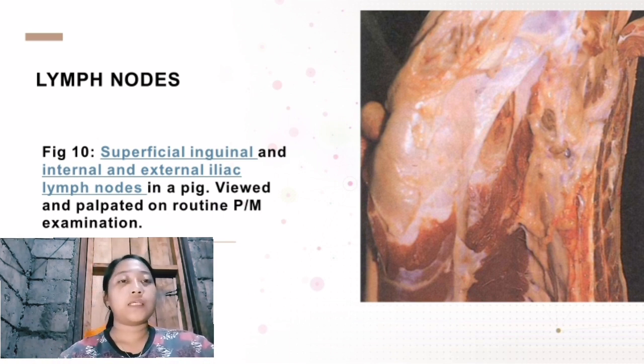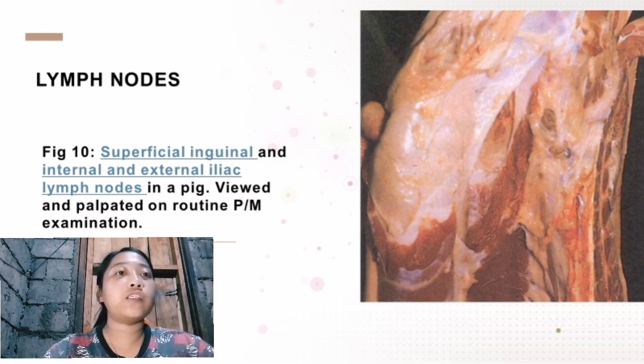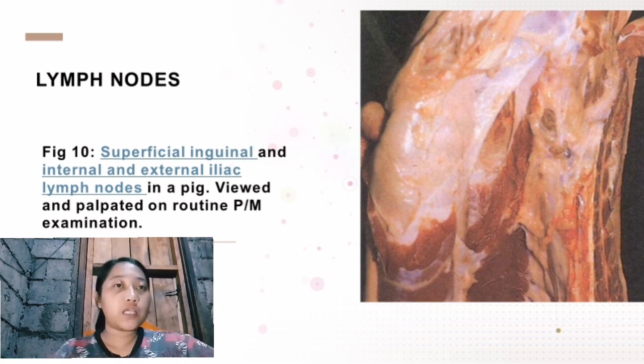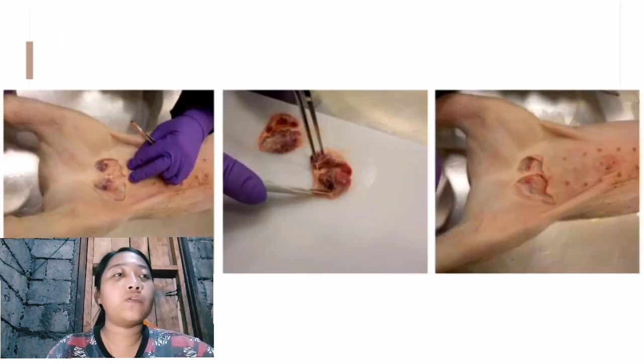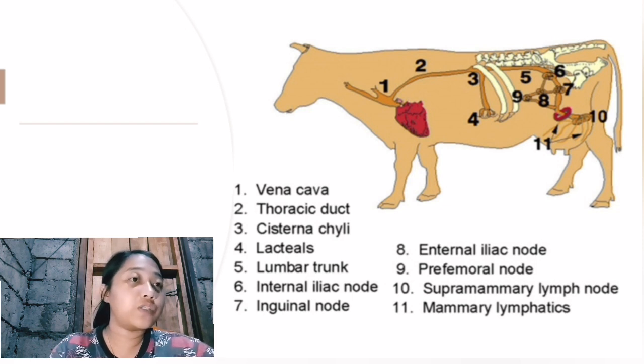In lymph nodes, in figure 10, we can see this figure in the book. We have the superficial inguinal, internal and external iliac lymph nodes in a pig, viewed and palpated on routine postmortem examination. So this is the superficial inguinal of the pig, and the internal and external iliac lymph nodes. So this is the external and internal.